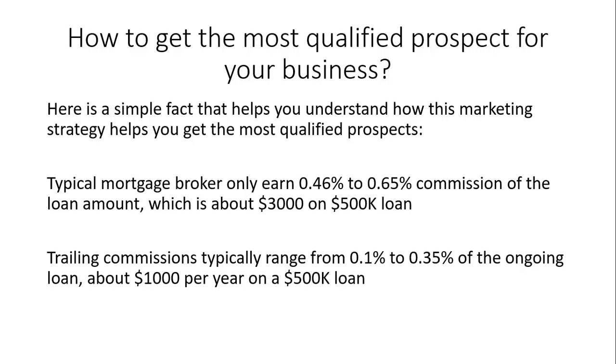So how to get the most qualified prospect for your business? Here is a simple fact that will help you understand how this marketing strategy helps you get the most qualified prospect. A typical mortgage broker only earns about 0.46% to 0.65% commission of the loan amount, which is about $3,000 on a 500K loan, and a trailing commission typically ranges from 0.1% to 0.35% of the ongoing loan, about $1,000 per year on 500K.